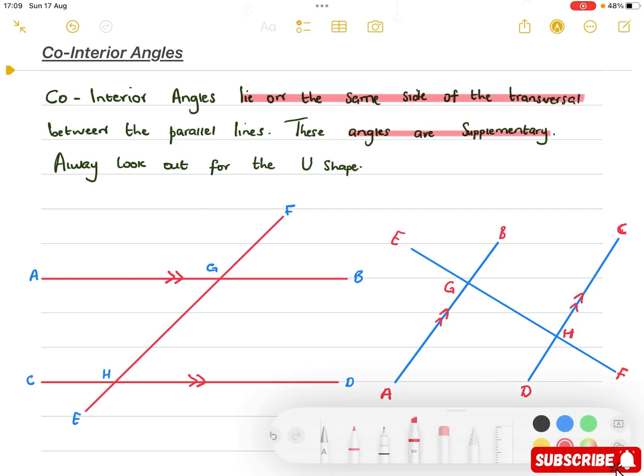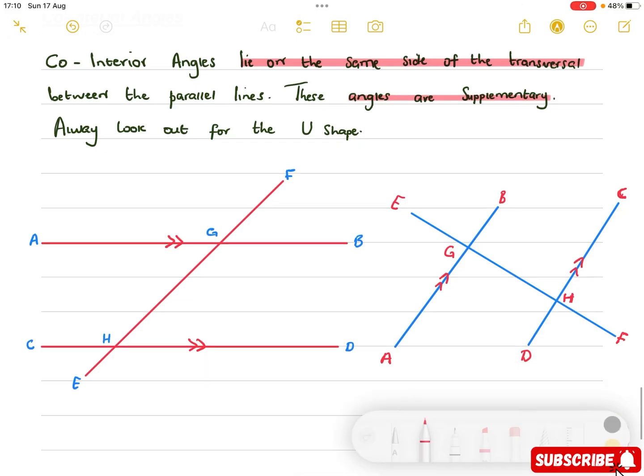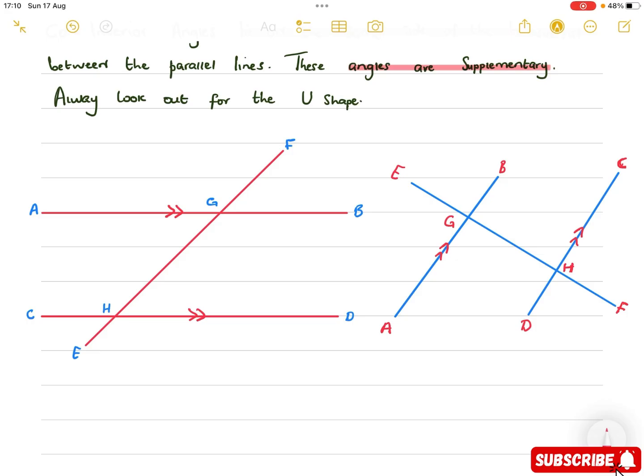By the way, I will brief you on the diagram. Here we have lines that are parallel. We have AB, which is parallel to CD. Here, the very same thing, AB is parallel to CD.